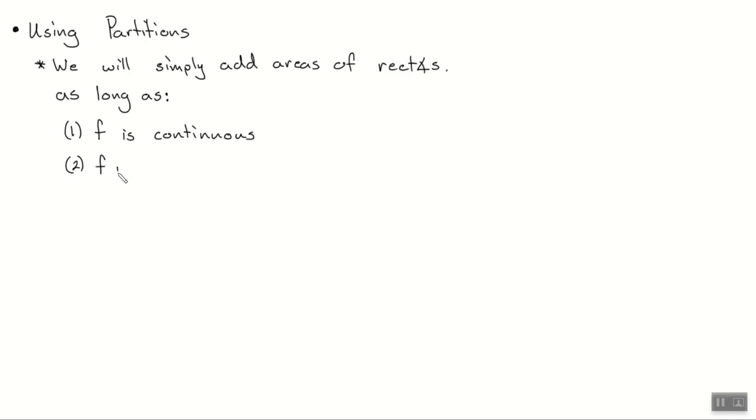non-negative. Why didn't I just say positive? 0. So we'll even be more specific. We'll say on some interval, some closed interval from a to b. So we have a function that is continuous and it's either at the axis or above the axis for now.